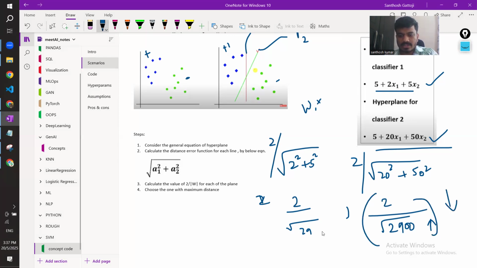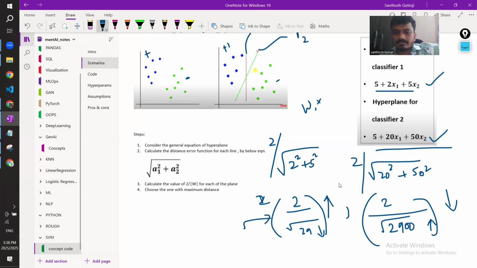Now here this value is small, which means this overall value will be big. And what is this overall value? This overall value is a distance. So between the two, this one is dividing both classes of points with the maximum distance when comparing these two planes.